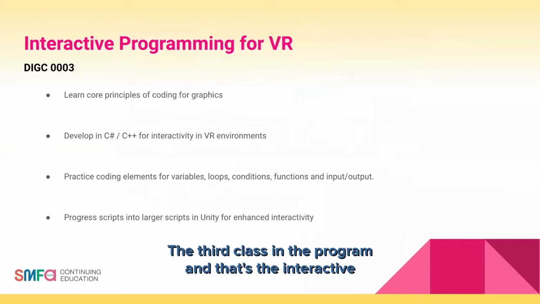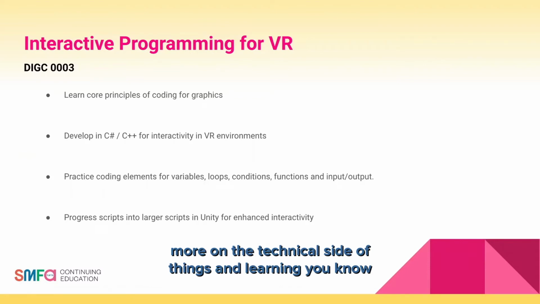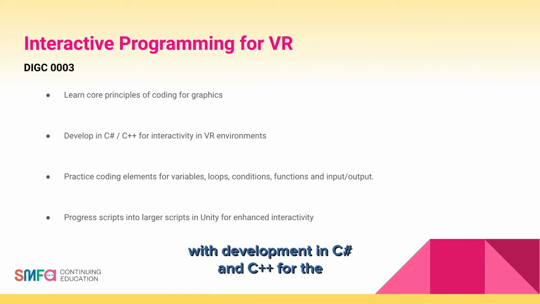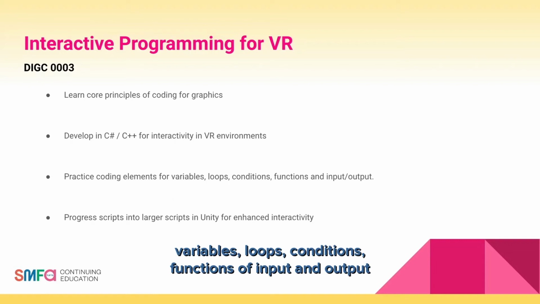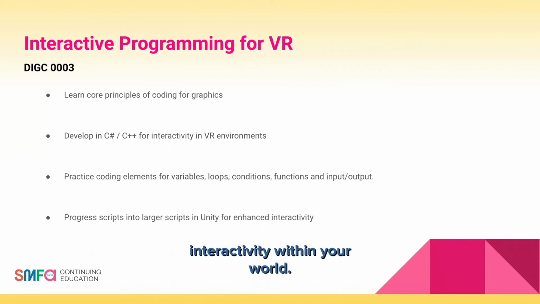The third class in the program, and that's the Interactive Programming for VR class. And so this one gets a little bit more on the technical side of things and learning, you have the basics under your belt, but wanting to now start working with your own coding. So this will teach the core principles of coding for graphics, mostly working with development in C# and C++ for the interactivity piece, working on things such as elements for variables, loops, conditions, functions, and input and output. And then obviously progressing scripts into larger scripts in Unity so that you can enhance and further enhance your interactivity within your worlds.